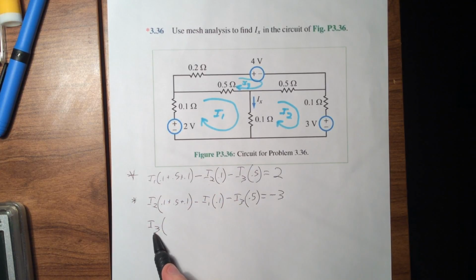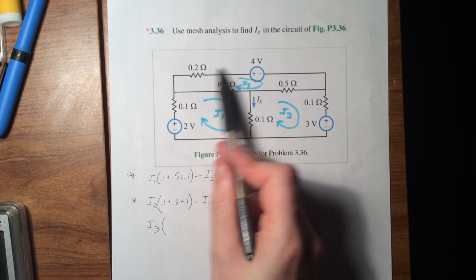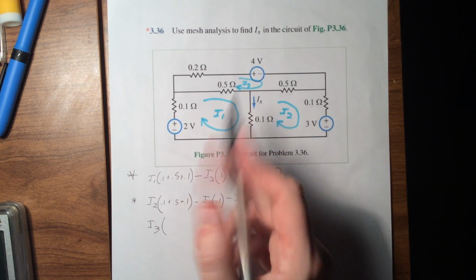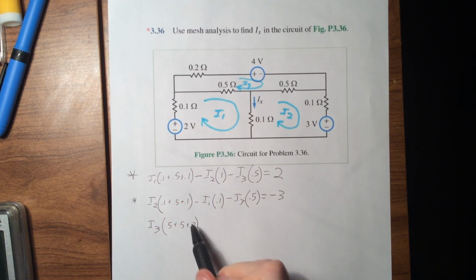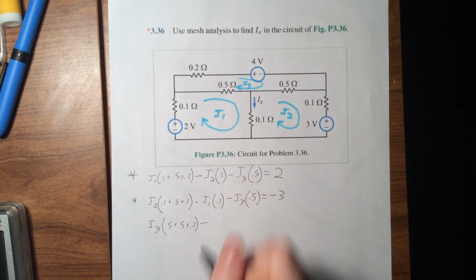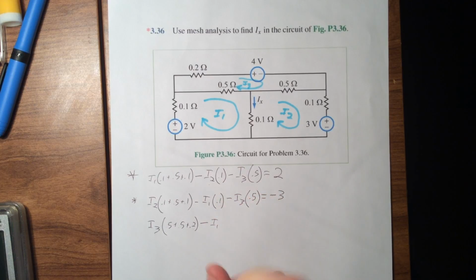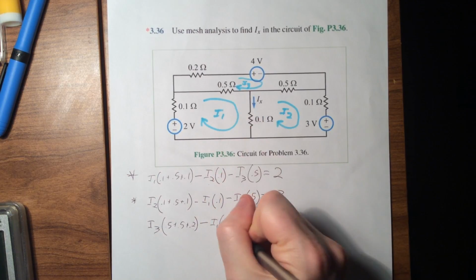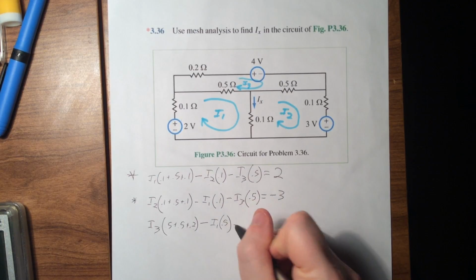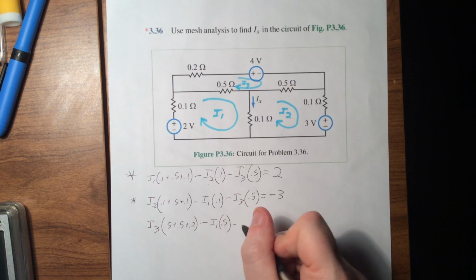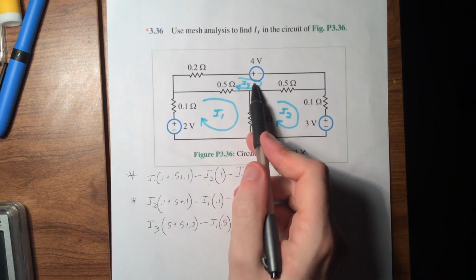Next one, we got I3. Cool. All the sum of the resistors. That's 0.2, 0.5, 0.5. We can actually start in a corner and go clockwise. So 0.5 plus 0.5 plus 0.2. Doesn't matter. We got them all? Good. And now, does this touch anything? I3 touches I1 at 0.5, minus I1, and the value that it touches it at is 0.5. Cool. Now we're going to go over here. I3 touches I2, so minus I2, and it touches it at 0.5. Cool.